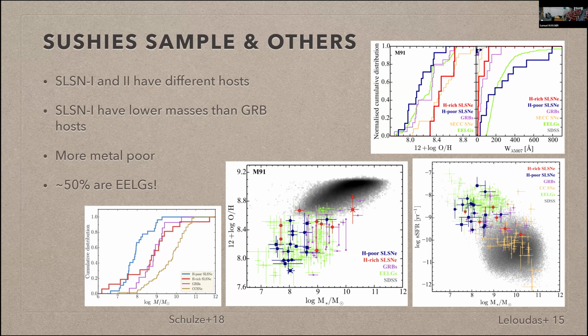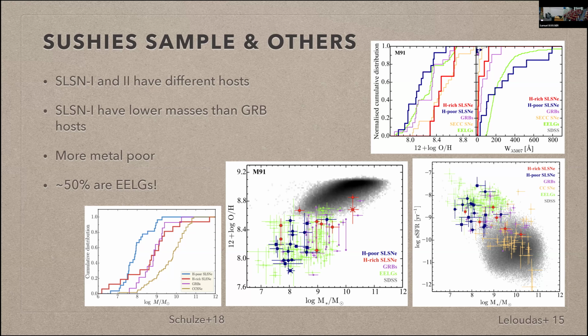There's superluminous supernova type 1, which don't have hydrogen in their spectra, and type 2, which do have hydrogen in their spectra. A lot of the type 2 are actually type 2n supernovae. I'm going to mostly be talking about superluminous supernova type 1, because in the beginning we thought maybe they would be similar to GRBs. They are actually not. They are more extreme. So they have lower metallicities, which you also see in the mass metallicity diagram.